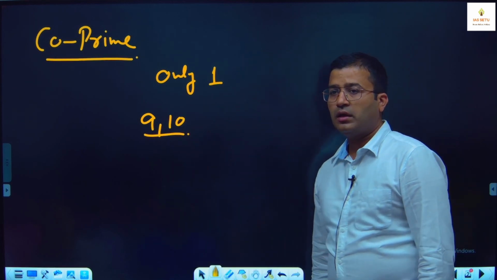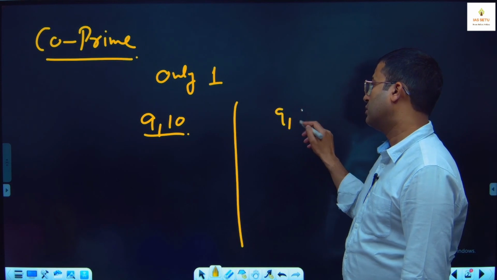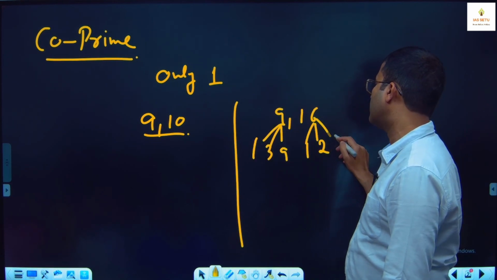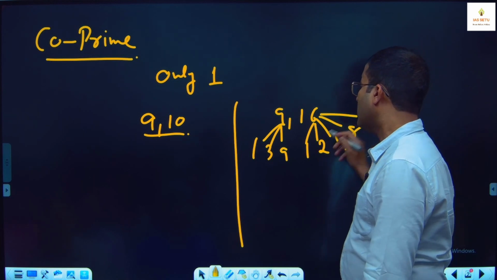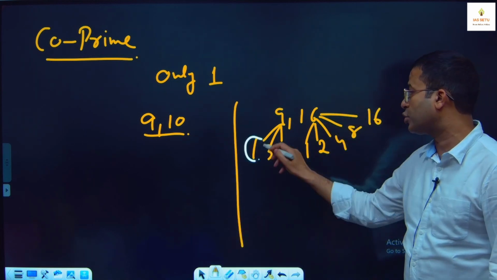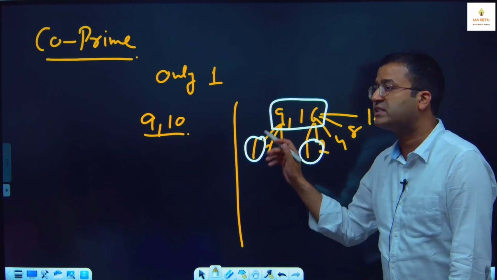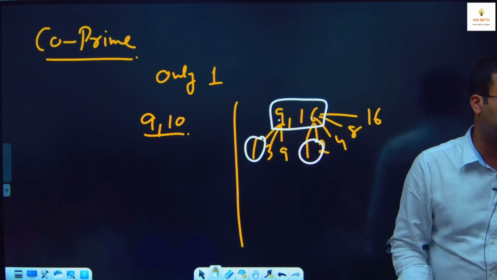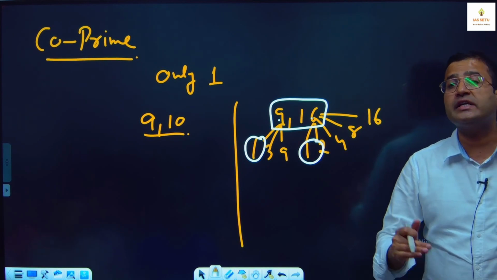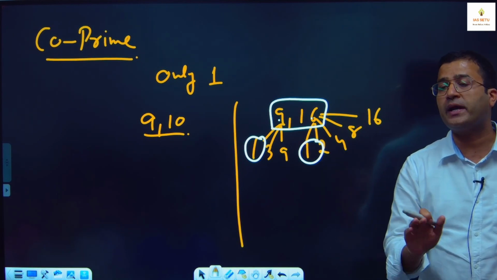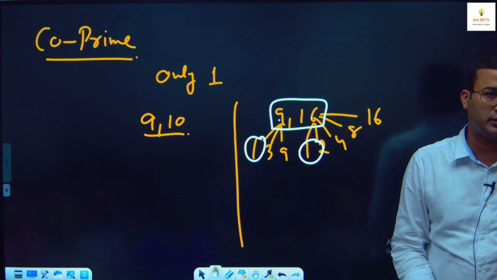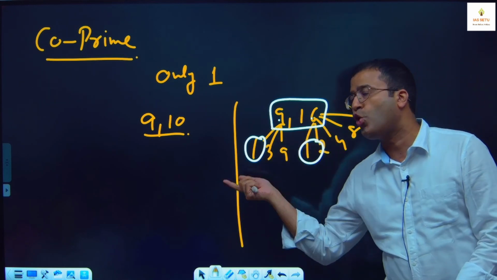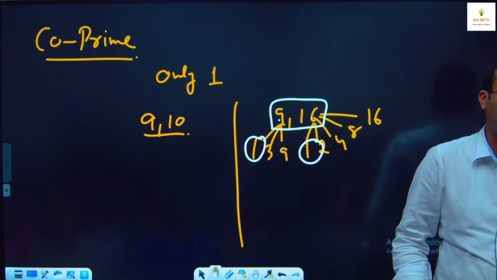Okay, 9 and 16. Factors of 9 are 1, 3, 9. Factors of 16 are 1, 2, 4, 8, 16. Since they have only 1 as a common factor, they satisfy the condition of co-prime. They are co-prime to each other. It is also known as relatively prime. They are not prime, but they are relatively prime to each other. उनके बीच में सिर्फ एक ही कॉमन फैक्टर होने की वजह से दे आर को-प्राइम और रिलेटिवली प्राइम टू ईच अदर.